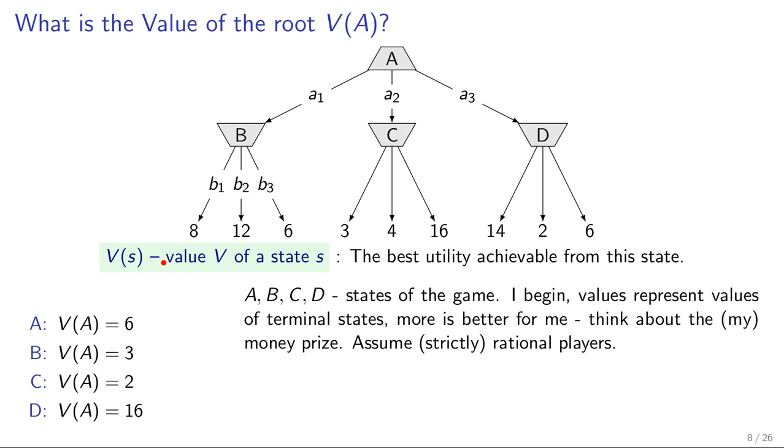So now the question for you is, what is the value of the root of the tree? We consider that both players play optimally. What will be the result of such an optimal evolution of the game? So let's make a poll. A, B, C, D. Take your time to think about it. What do you think the right answer will be?